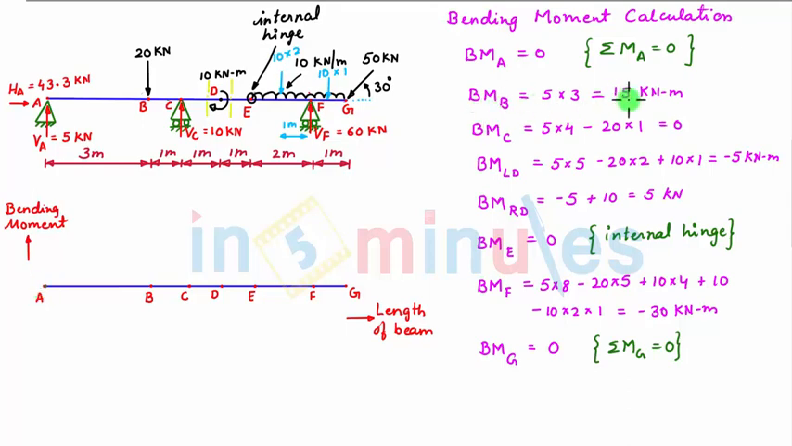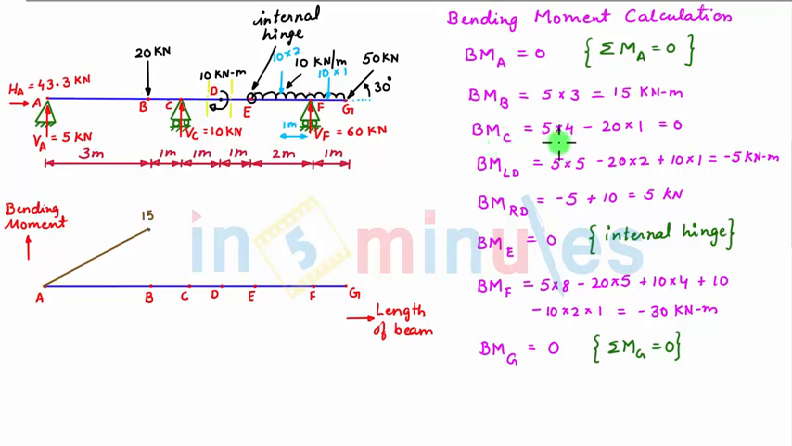Bending moment at point B is plus 15 kilonewton meter, so at point B we plot plus 15 kilonewton meter bending moment by using proper scale. Now we see between point A and B there is no load, so variation of bending moment will be linear, so we connect it with an inclined straight line.